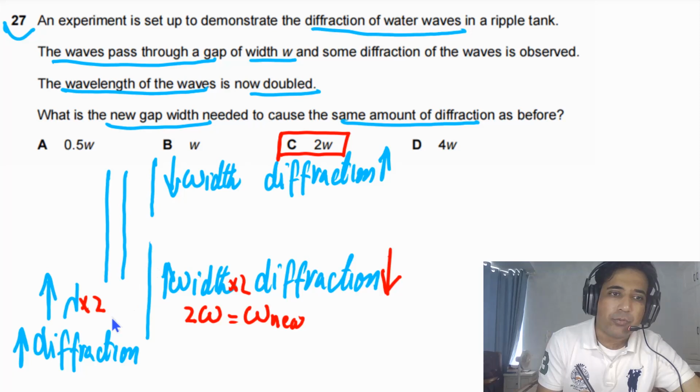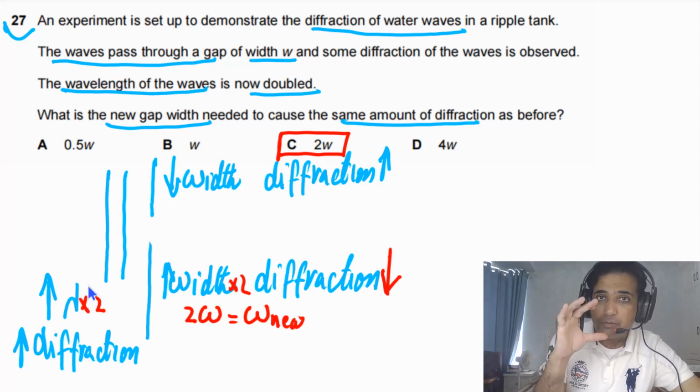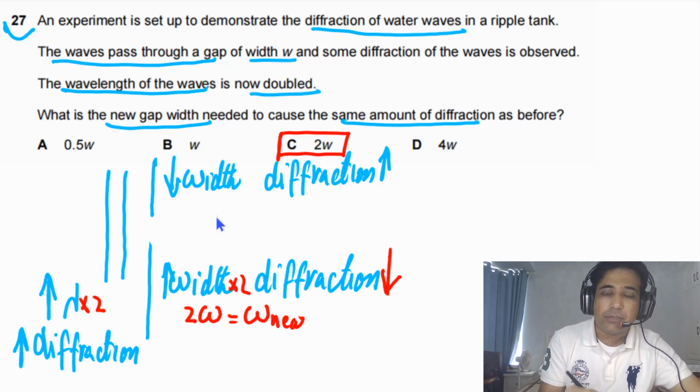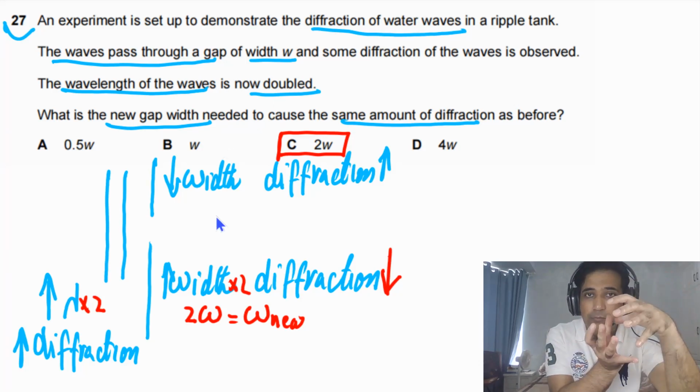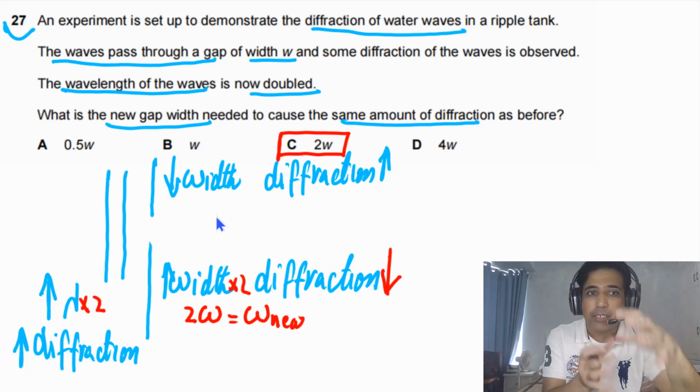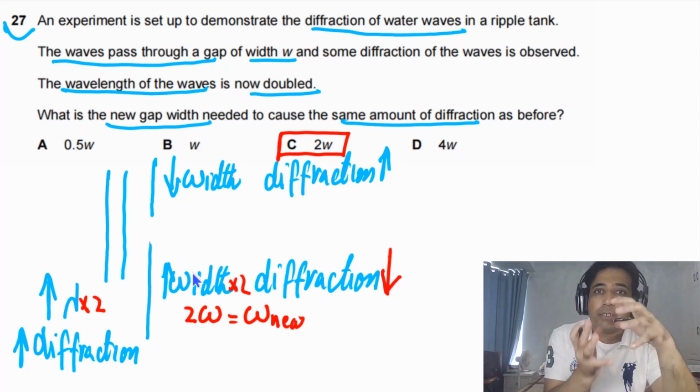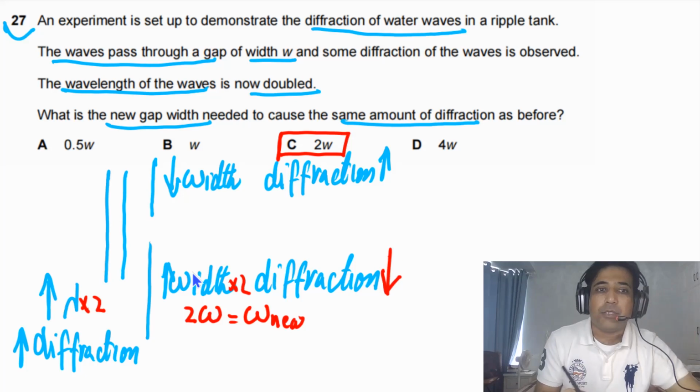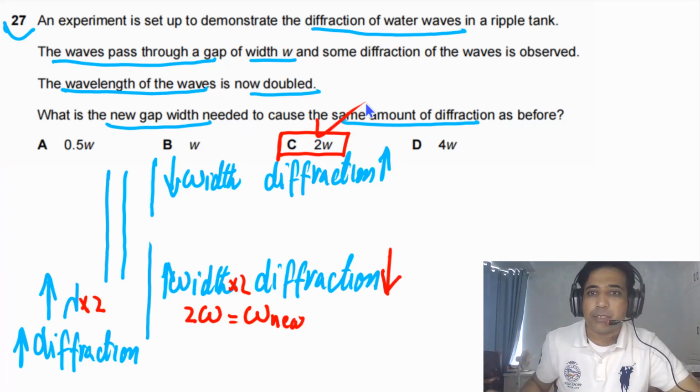So this is the important point, means if we increase wavelength, diffraction increases, and vice versa is also true. And if we decrease the width, diffraction increases, and if we increase the width, diffraction decreases. So the answer for this question has to be C.